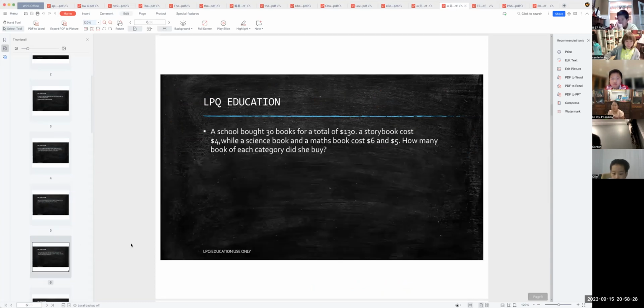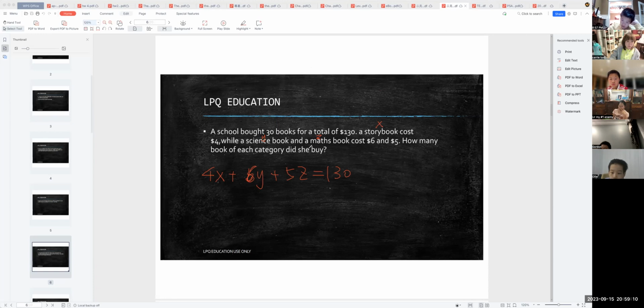Okay, last one. Our school bought 30 books for the total price of 130. A storybook costs $4. A science book costs 6 and a math book costs 5. How many books of each category did she buy? So I can say the storybook is X books, science is Y books, and math books is Z, correct? Because the cost of the storybook is 4, so 4x plus 6y plus 5z should equal 130. Do you understand this one, everybody?